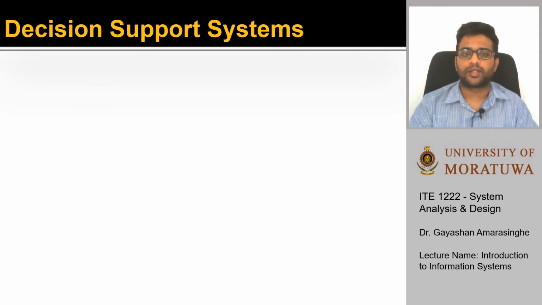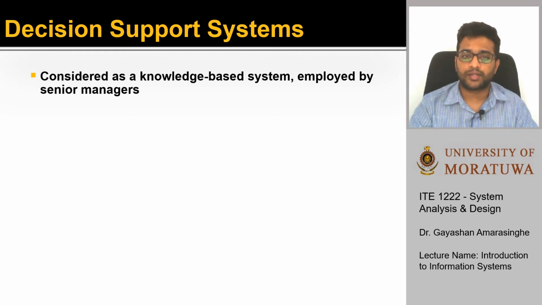Decision support systems, or DSS for short, are considered knowledge-based systems employed by senior managers. Decision support systems promote the production of knowledge and allow its integration into the organization. Such systems are utilized to look at the organized data and enable senior managers to extend the potential impact of their choices into the future.